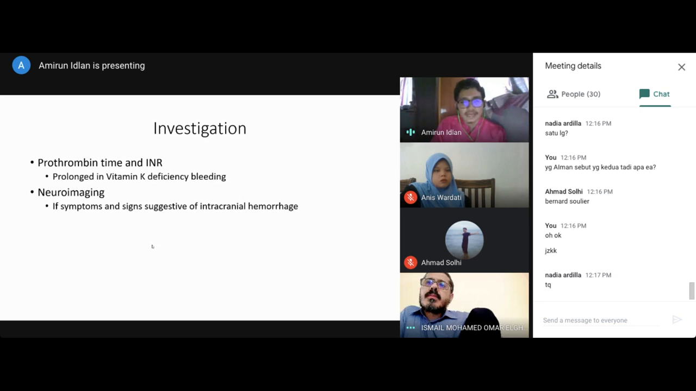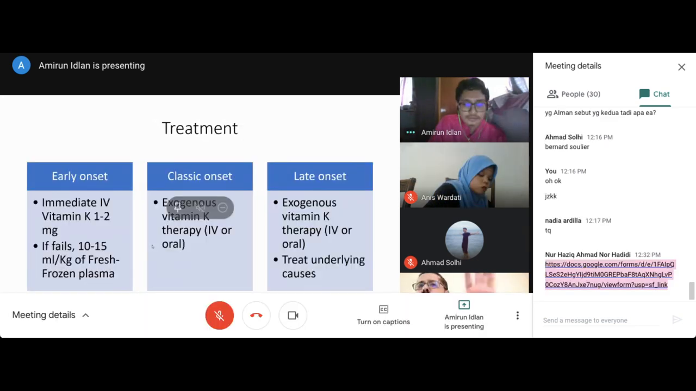Amirun, I will stop you. Here, whatever type, early onset or classic onset or late onset, if they ask you in the exam, if you see a baby bleeding, what will you give? The answer is fresh frozen plasma. The reason is that vitamin K will take some time to work. So once the bleeding is there, we have to give fresh frozen plasma in either type. Yes, always, in all types. Once there is bleeding, don't wait, give fresh frozen plasma, because it will provide the factors immediately. Vitamin K takes time to work.